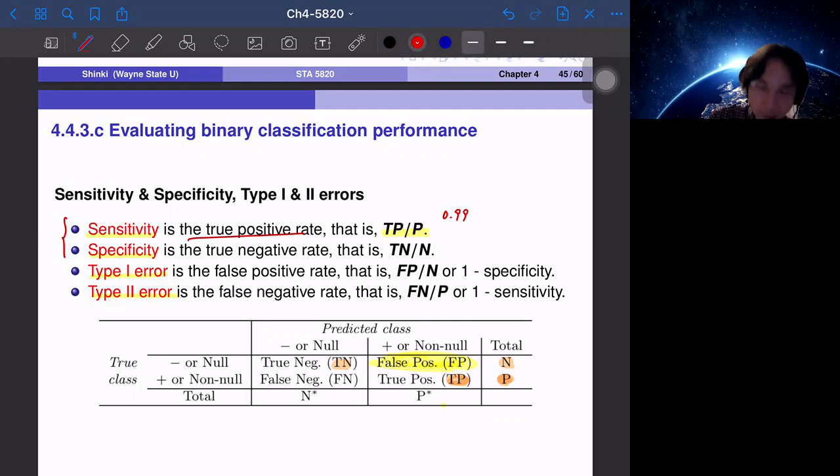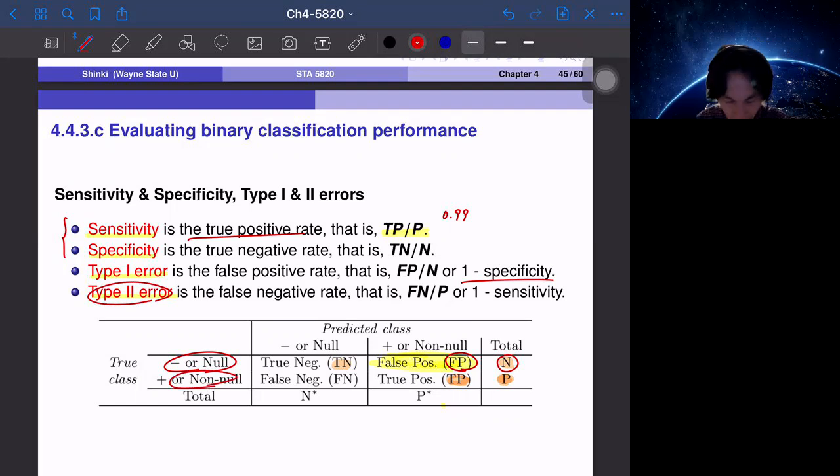Type 1 error appeared in most introductory statistics. Type 1 error is the false positive rate, so that is FP over N. This is 1 minus specificity. A lower type 1 error is good. Suppose the true class is negative. What percentage of mistakes do we make for this negative group? That is the type 1 error. Type 2 error is, for the positive group, how many mistakes we make.